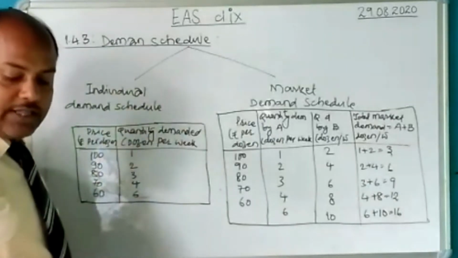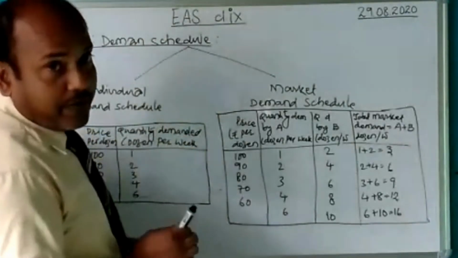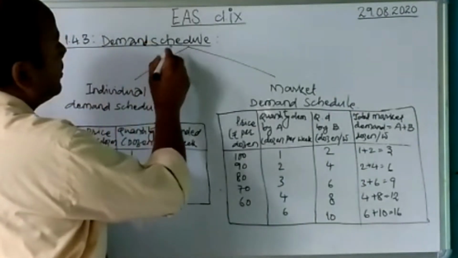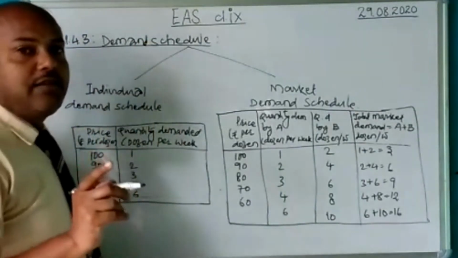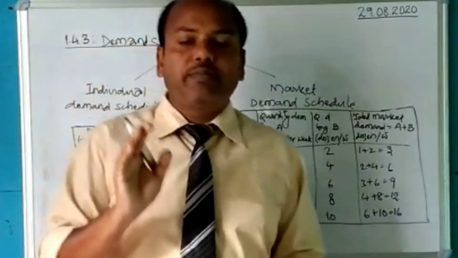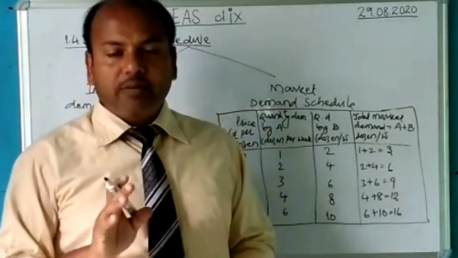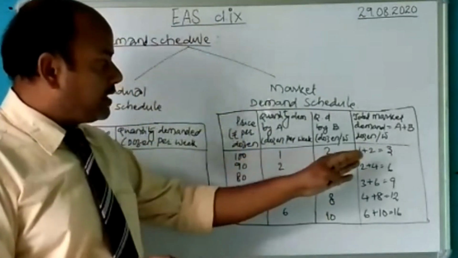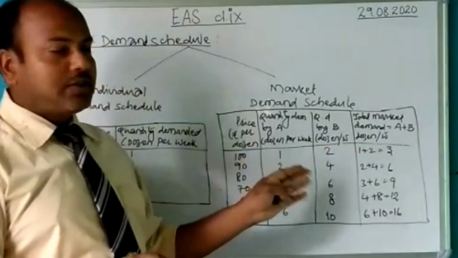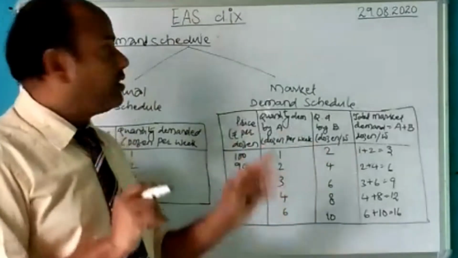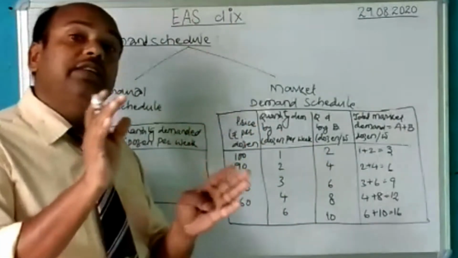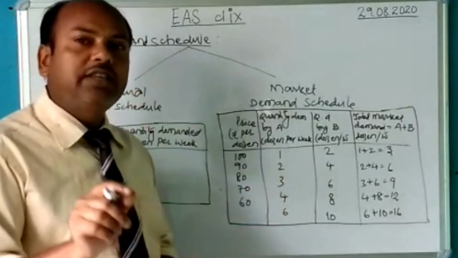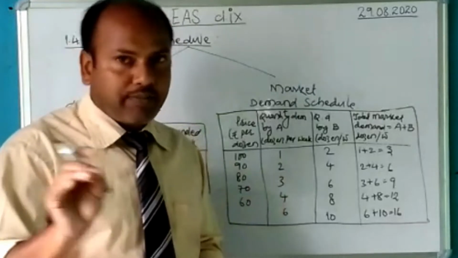The first, what is a demand schedule? Before demand schedule, we should know what a schedule is. Schedule is a tabular representation. Tabular representation means data presented in terms of a table, just like this. You have rows and columns. Such kind of representation is called a schedule. So if the schedule is pertaining to demand, then that is a demand schedule. If the schedule is in relation to supply, then it is a supply schedule.